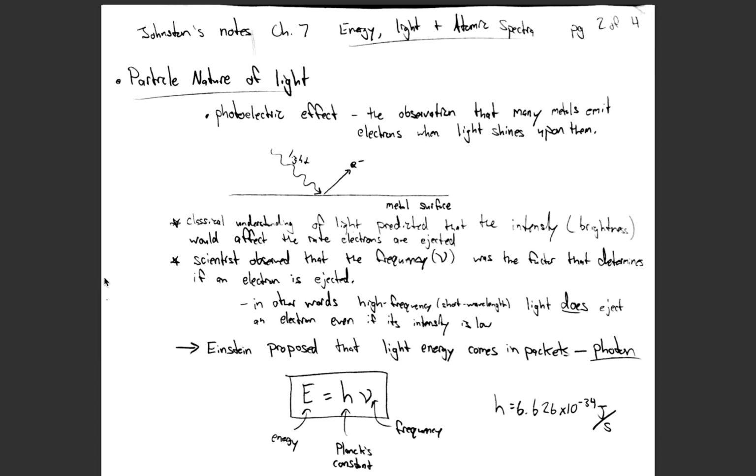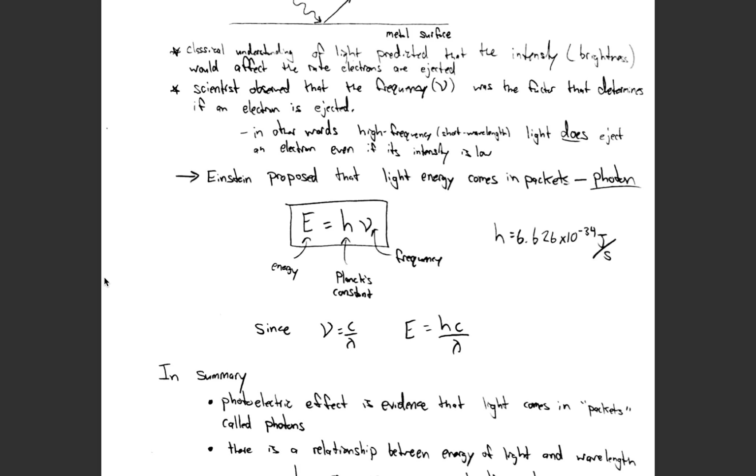In other words, a high frequency light that is dim does eject an electron. So even if the light is low intensity, we still get a photoelectron effect. It has to do with the frequency. So this actually is a pretty remarkable discovery because it means that light isn't a continuous stream of a wave. Rather, light comes in little packets of energy.